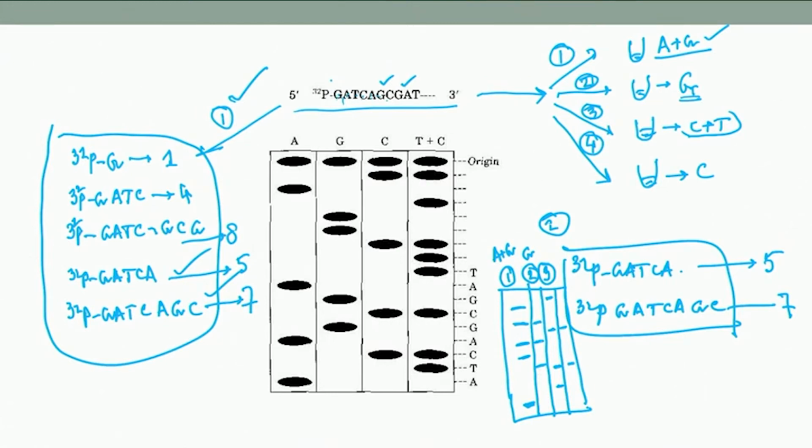and this is your G, and this is your G, because they are present in both A plus G and G. Now what you do, you read this gel from this side. So you can write that first one is A, the second one is which one? This one. This one must be T, because you are not seeing it in the C lane. The third one must be this one. This is your C, because you are seeing in both.